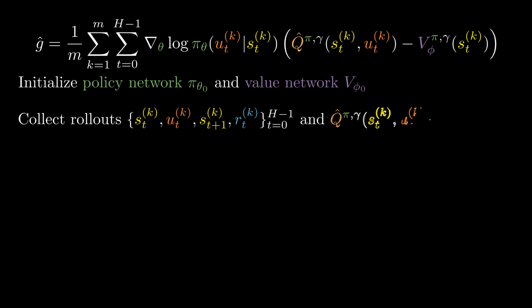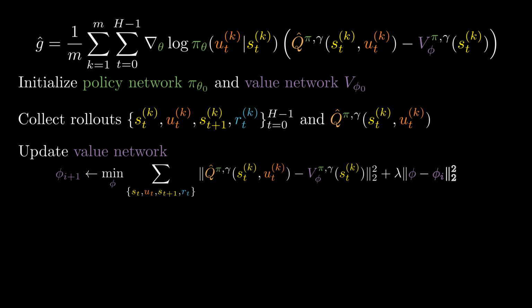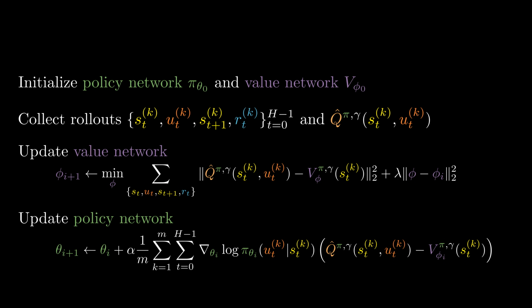Next, we run the language model on a set of questions, collecting its responses and the rewards associated with them. For every state-action pair along the way, we estimate the advantage function. Then, using gradient-based optimization, we update both the value function and the policy network. This combined process is known as the Actor-Critic method.